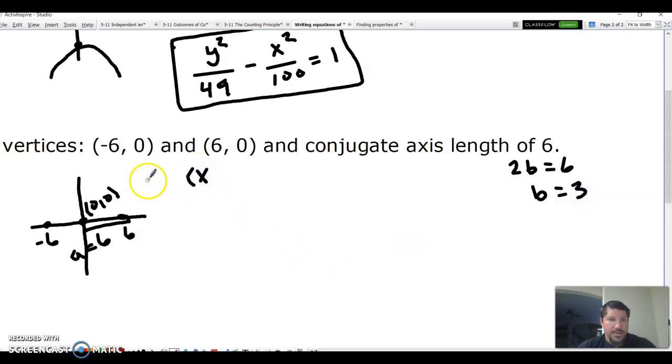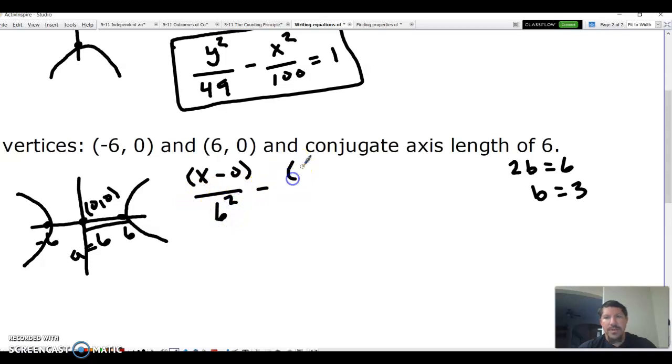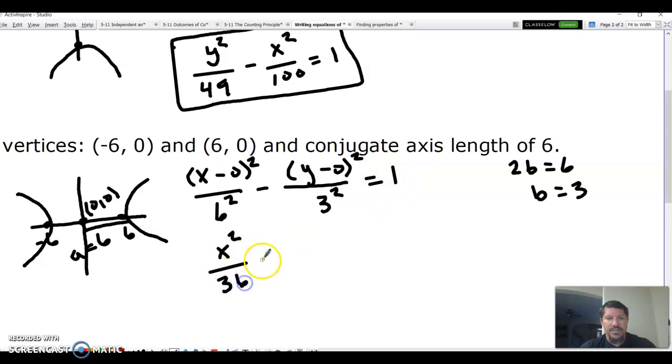Since I'm opening up right and left, x will come first, so x minus 0 over 6, squared, minus y minus 0, sorry, those are squared, over 3 squared equals 1. So x squared over 36 minus y squared over 9 equals 1.